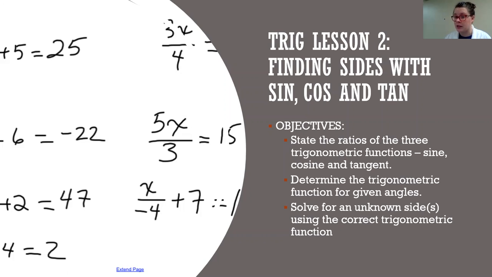By the end of this lesson, you should be able to state the three trig ratios. You will not be given them in a formula sheet. You are expected to memorize the three of them. You'll be able to determine the right ratio for the problem, and you'll be able to solve for an unknown side using the correct ratio. Our next lesson will look at how we find the angle, which I think typically people find easier, but maybe it's just that this lesson refreshes your memory.